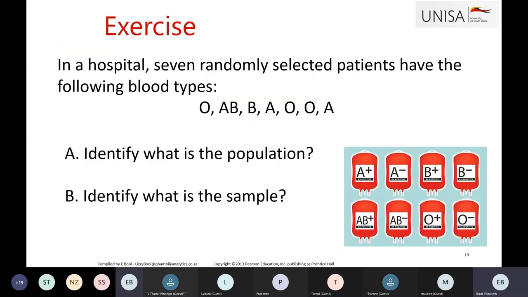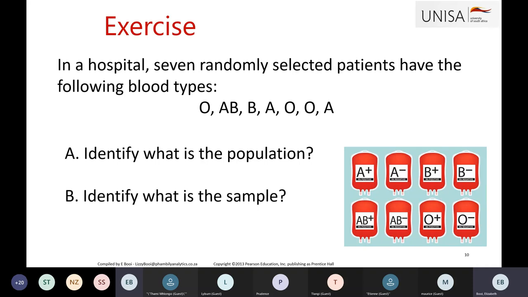Okay, now exercise. I've been talking for almost 40 minutes. In a hospital, 7 randomly selected patients have a blood type O, A, B, B, A, O, O, and A. From the information that I just read, identify what is the population and identify what is the sample. You can type in the chat if you are able to. So you can use the chat to type, and then I'll give you 2 minutes to think about your answer.